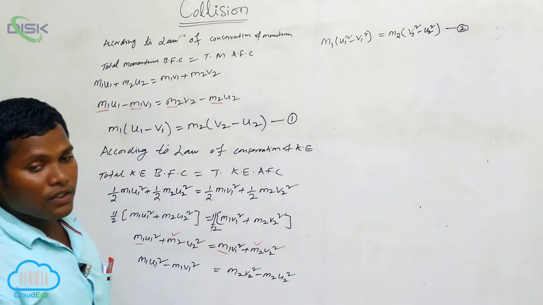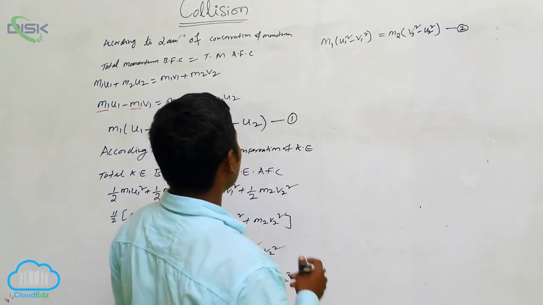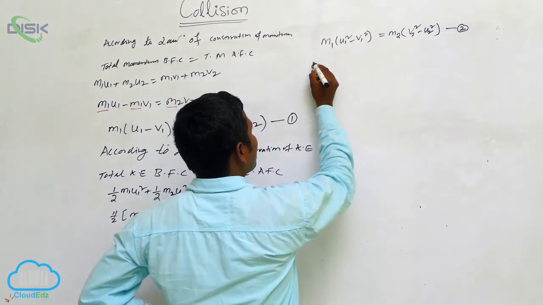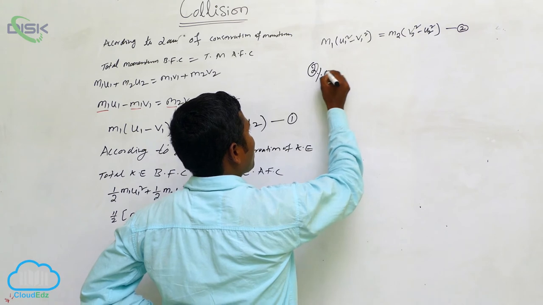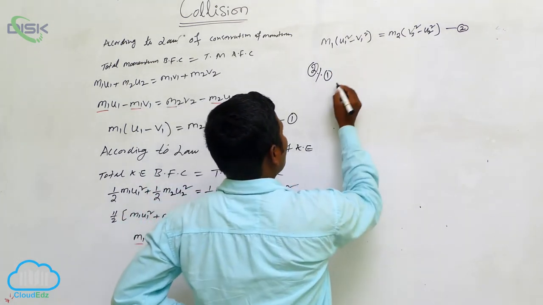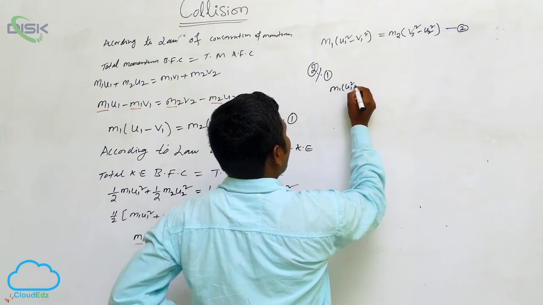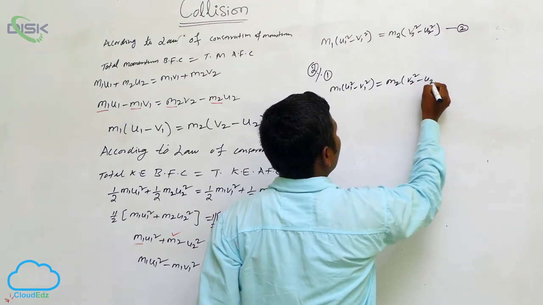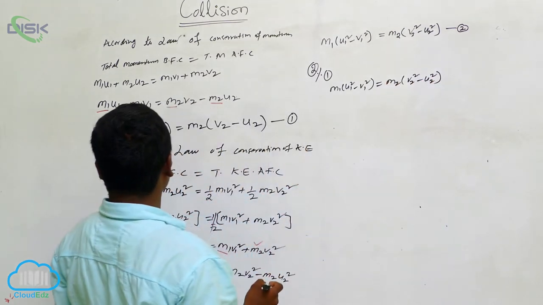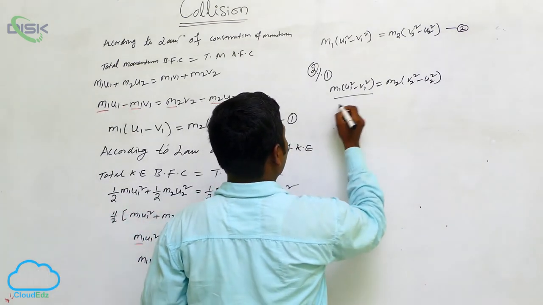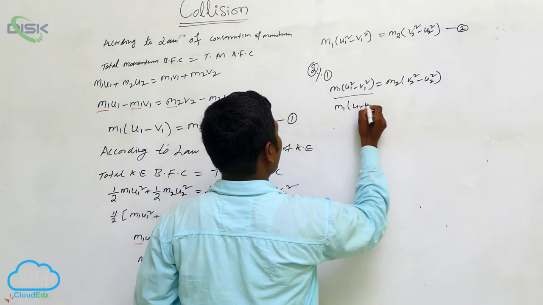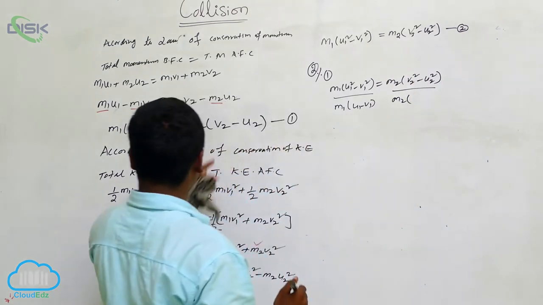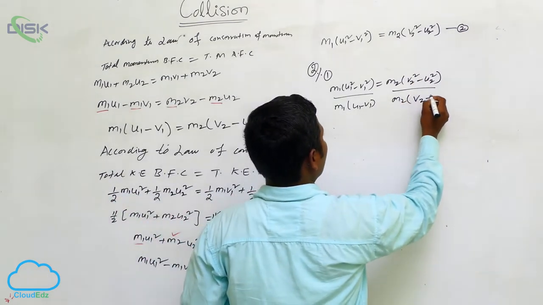Now how many equations are we having here? We have two equations. This is the first equation, that is the second equation. What I am doing is simply dividing equation 2 by equation 1. Equation 2 is M1 u1 square minus v1 square equal to M2 v2 square minus u2 square, divided by equation 1: M1 u1 minus v1, M2 v2 minus u2.